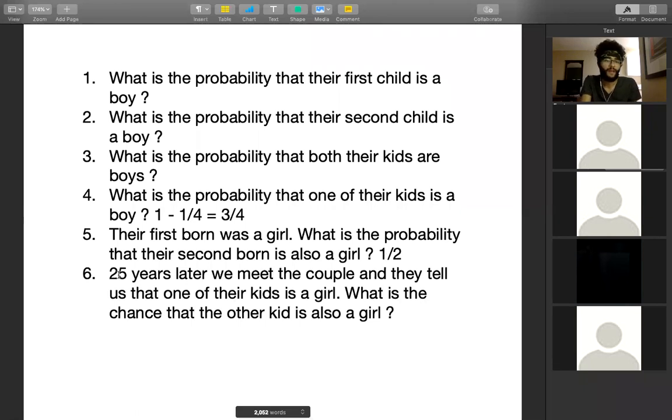It's 1 by 2. Now let's say 25 years later, we meet the couple and they tell us that one of their kids is a girl. We don't know which one. What is the chance that the other is a girl? Although I told you that it's different, it's actually not different. It's still 1 by 3. It's the same logic as the coins.